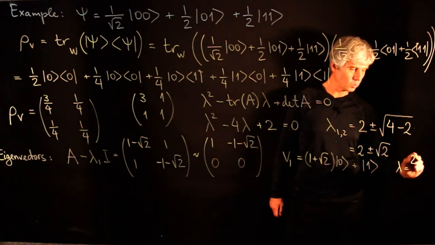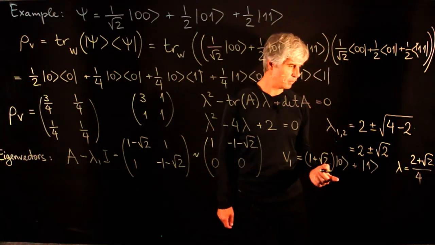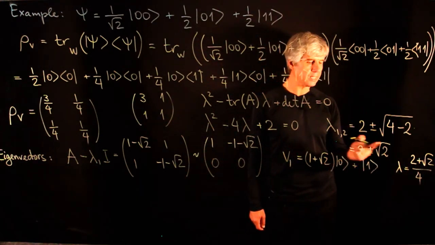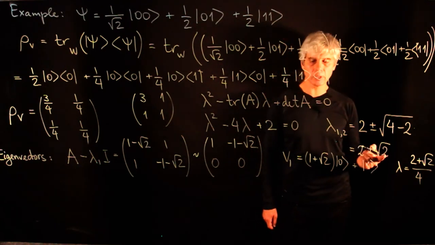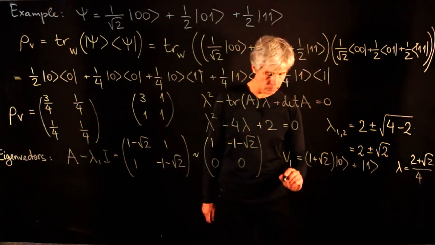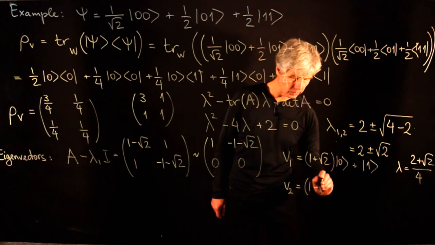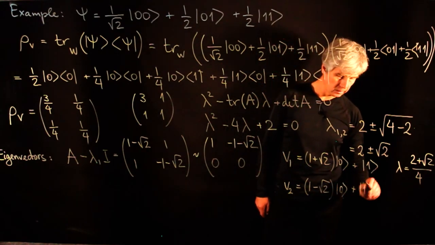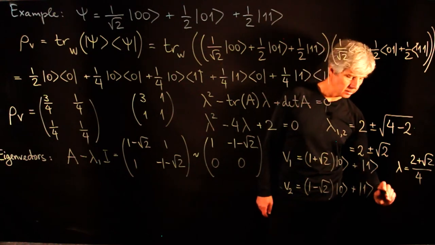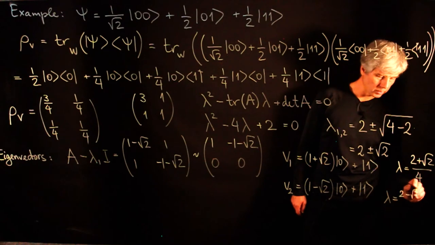So we have 2 plus square root of 2 divided by 4. And so the trick for the second eigenvalue is, here we just switch plus to minus at square root of 2. And so we do the same thing here. So V2 is going to be 1 minus square root of 2 times 0 plus 1. So this is the second eigenvector with eigenvalue lambda equals 2 minus square root of 2 over 4.